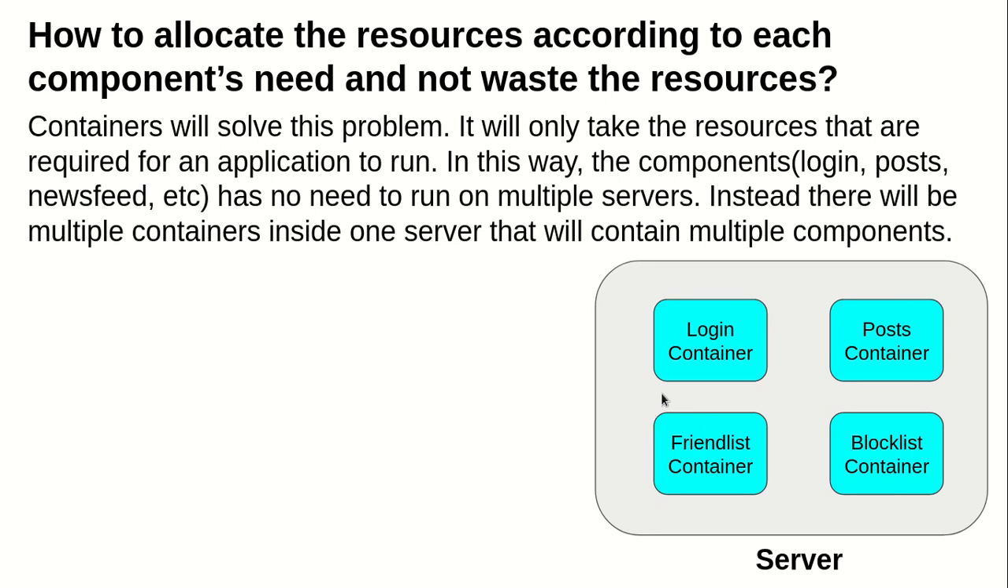So 20 GB of memory will be allocated to the friend list container, and the block list container will be allocated 10 GB memory. So in this way there is no need to jump to another server. We need only one server to run all the containers.